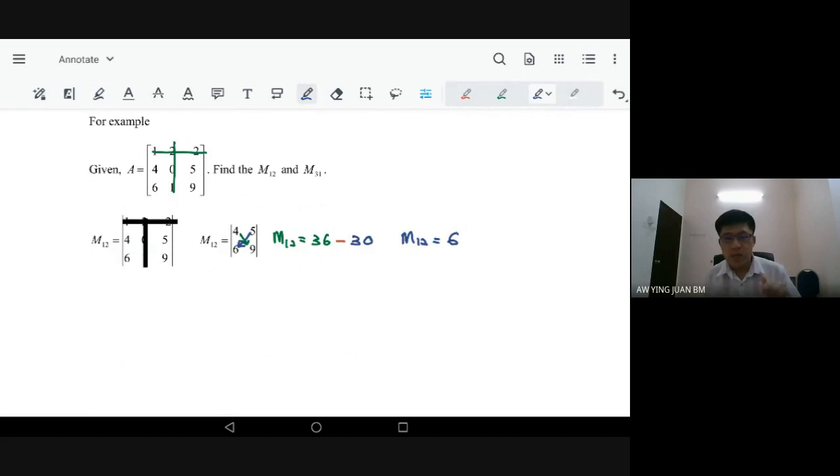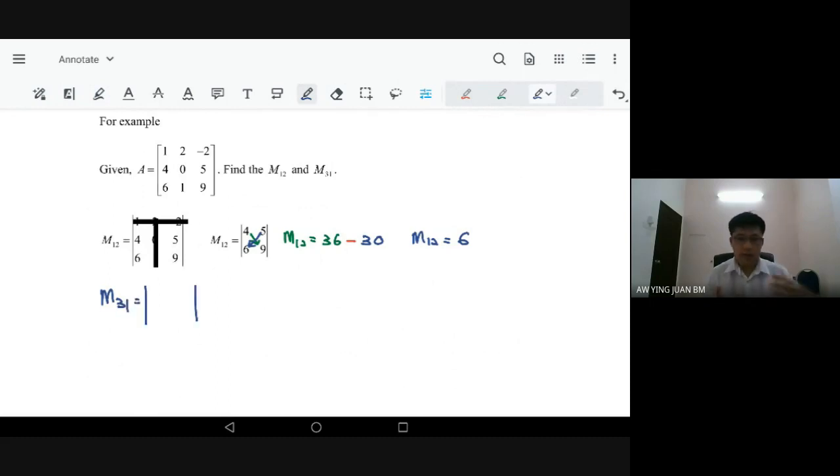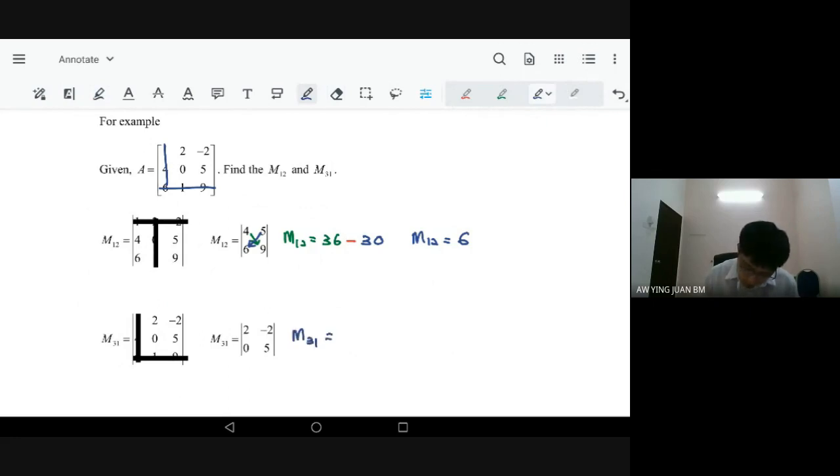Next, move on with the minor 3, 1. Repeat the same process. M31 equals, we eliminate the 3, 1, eliminate the first column. So we have our answer 2, negative 2, 0 and 5. That is how we find the minor. Next, M31 is equal to, cross multiply: here we have 10, followed by the negative sign. Do remember the negative. After that, cross multiply: we have 0 multiplied with negative 2, so the answer is 0. Finally, M31 is equal to 10.